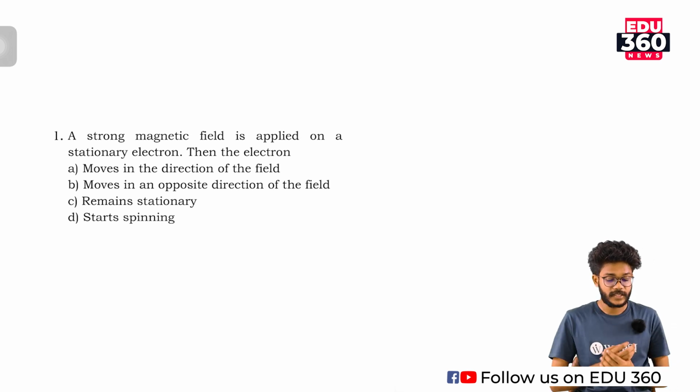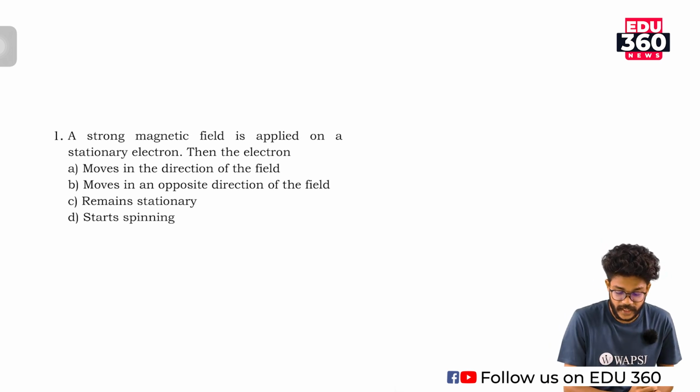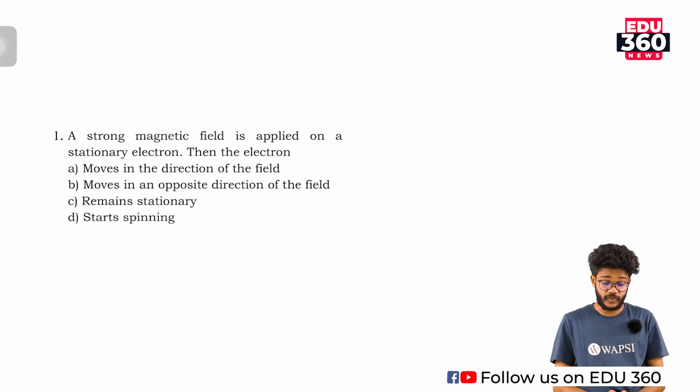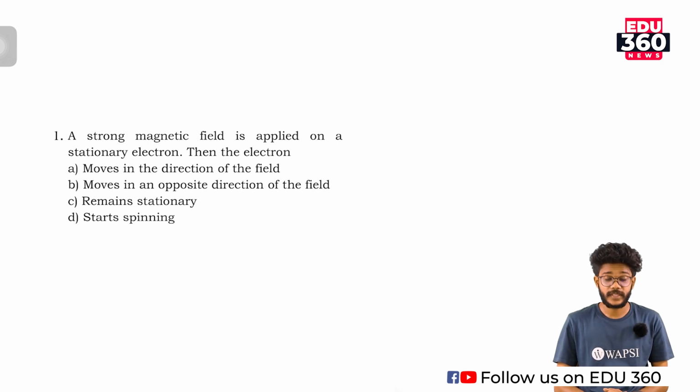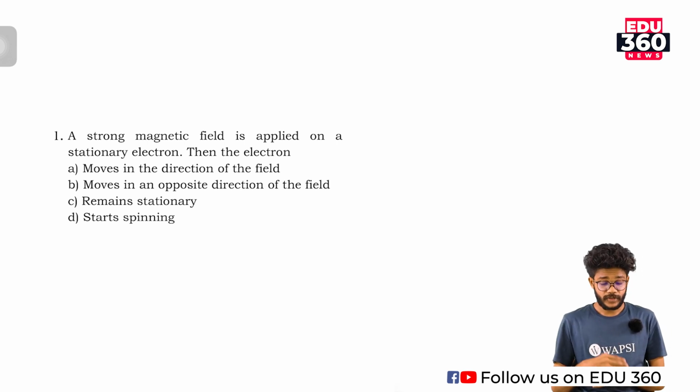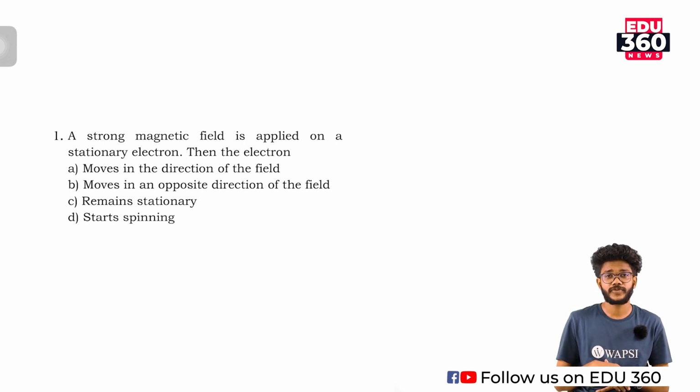The first question is, a strong magnetic field is applied on a stationary electron. Okay, the electron is stationary. Then the electron moves. All options are related to some kind of motion, and in option C, remain stationary, and option D, start spinning. So three options are related to a motion and one option is related to a stationary position. If it is moving, then we want to calculate the direction also.